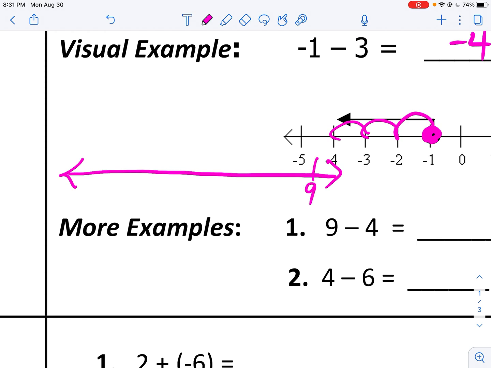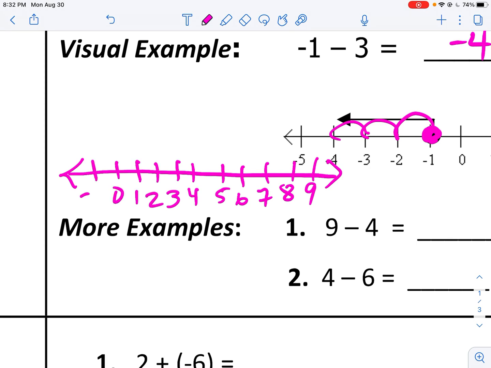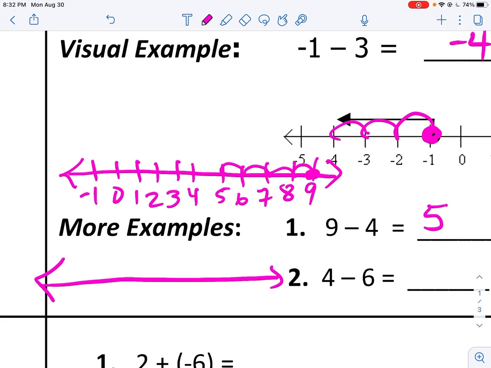Okay, so let's do, we're starting at 9. We're going to be going to the left, so I need to go down. I know my spacing is really bad on this one. Sorry about that. Starting at 9, and I go 1, 2, 3, 4. Where do I end up? I end up at 5. On this one, I start at 4.